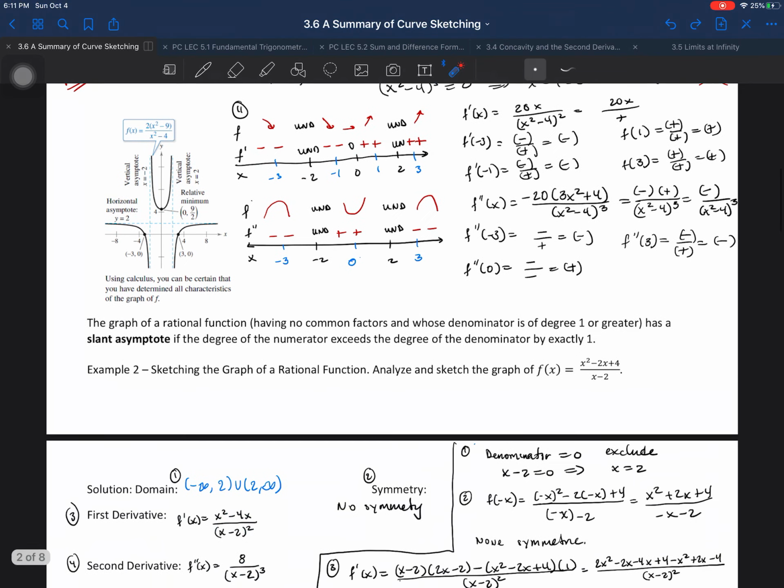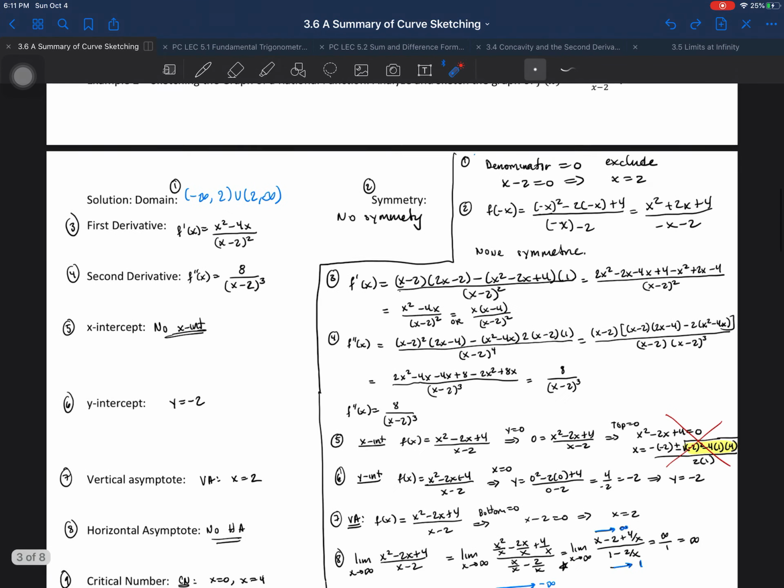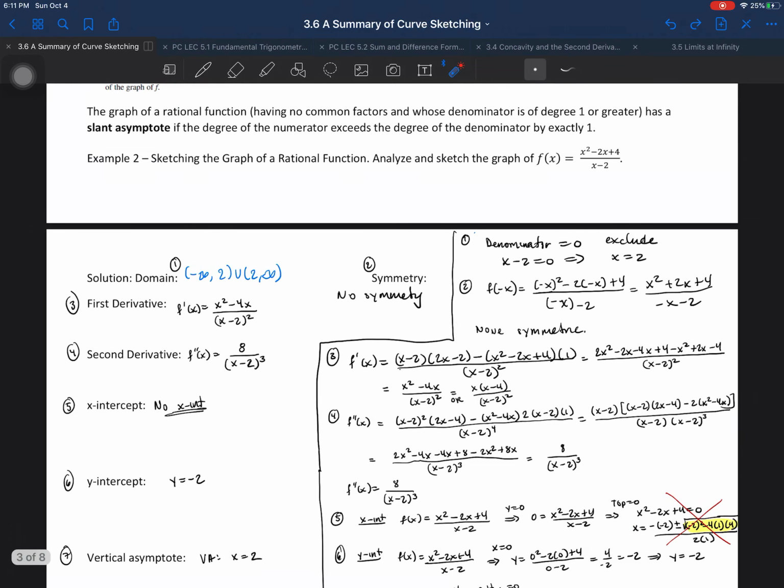All right. So we have a few more that we want to practice. So here's another one. In this example, we're going to sketch the function x squared minus 2x plus 4 all over x minus 2. So let's talk about domain.